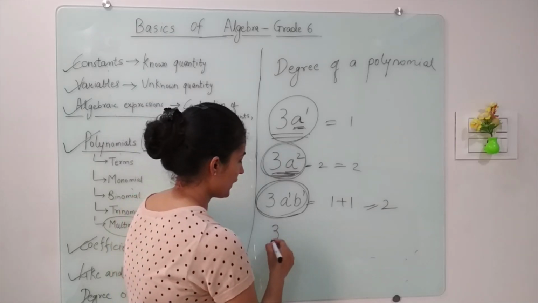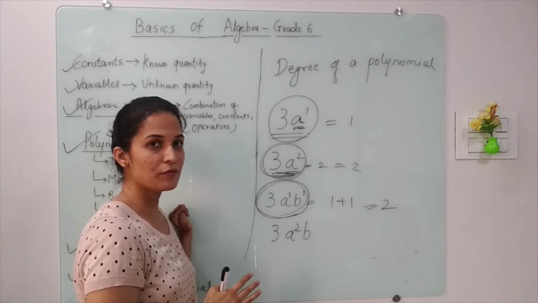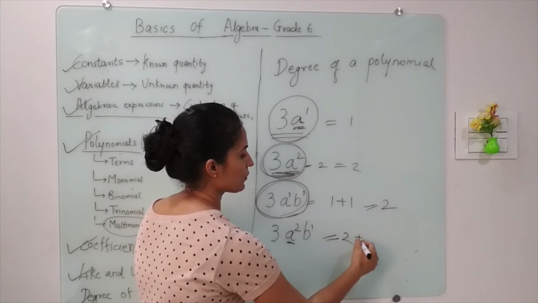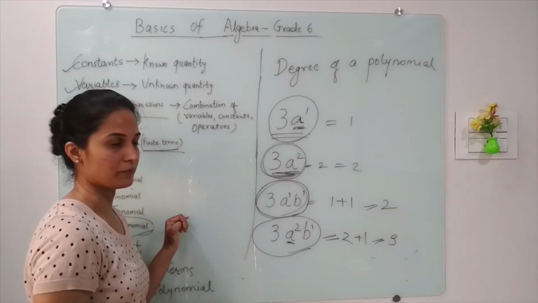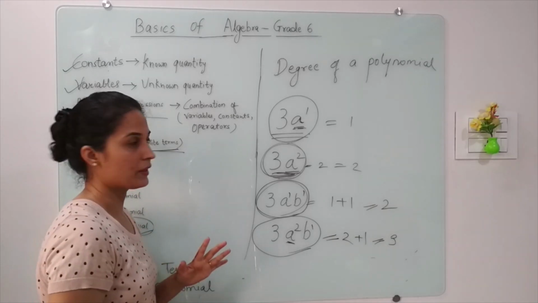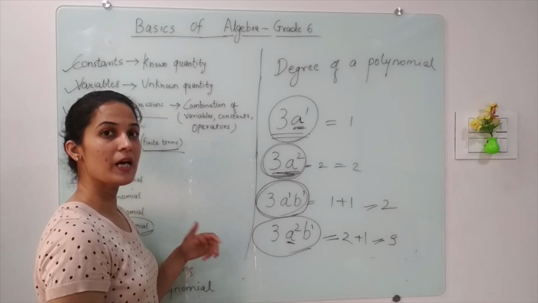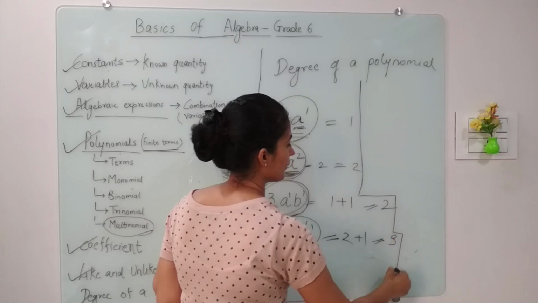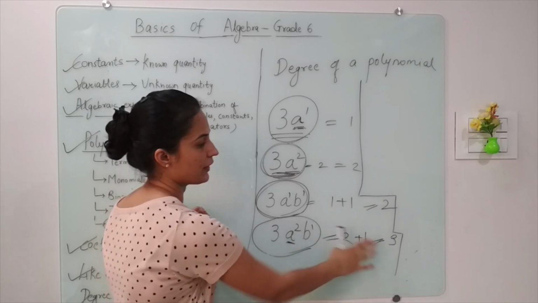Now if I take the example 3a square b, can you tell me what the degree of this expression will be? It will be 2 for this and 1 for this, that is 3. So 3 is the degree of this particular expression. Now here we have taken examples of only monomials. We will now try to understand with more variables and more terms in a polynomial. So for each term we can identify the degree. This is how we identify the degree.